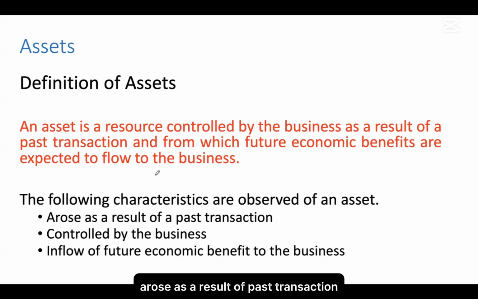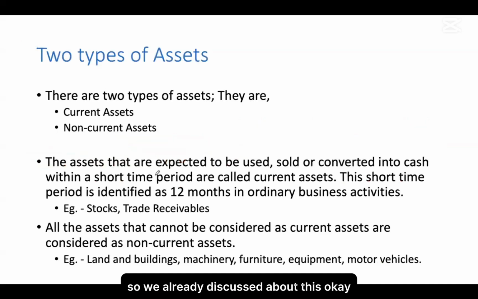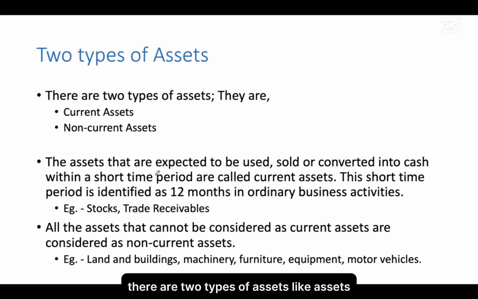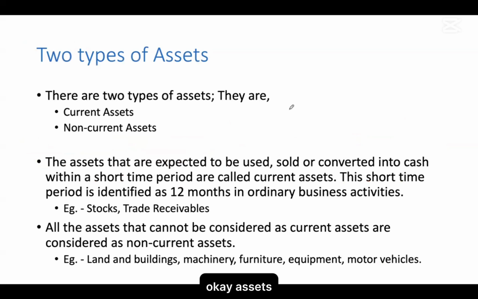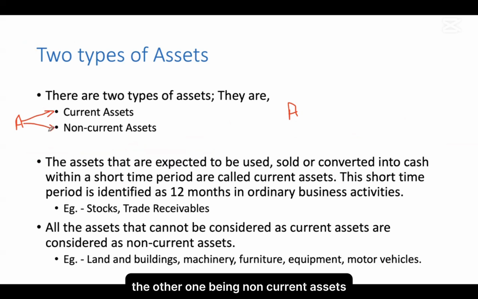Arose as a result of a past transaction, controlled by the business, inflow of future economic benefits to the business. So we already discussed this. Among assets, there are two types of assets: one being current assets, the other one being non-current assets.